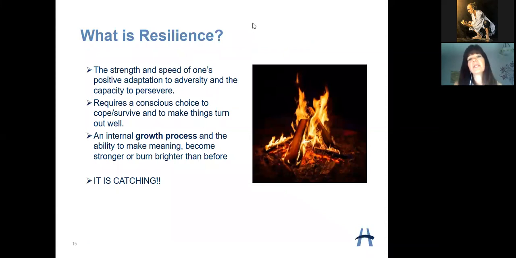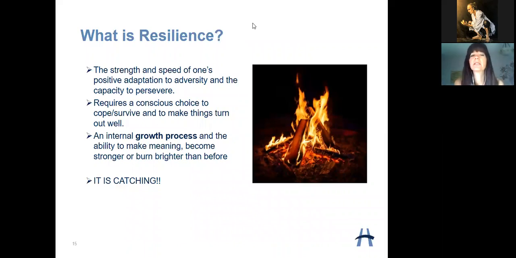So here's a definition of resilience. It's multifaceted. It isn't just our ability to bounce back. It's our ability to adapt in the midst of challenge. It's also our ability to foster that growth process, to actually bounce higher than before, to potentially be bigger and better than before. I'll say more about that in a second.